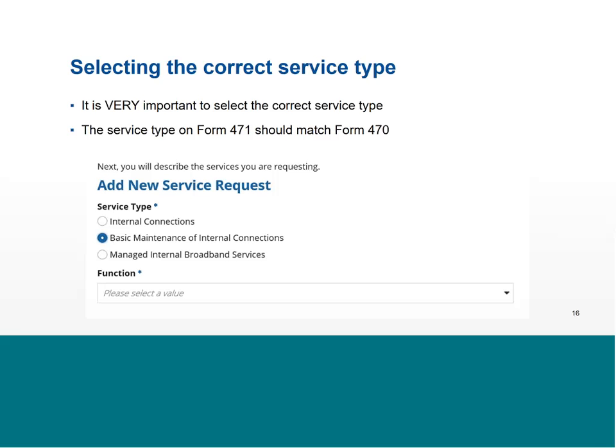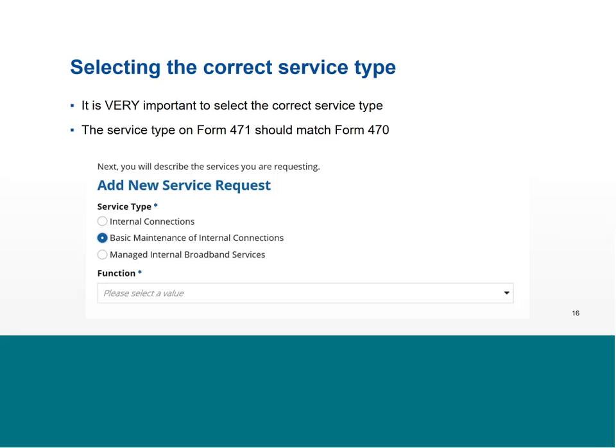But if you don't know the difference and you get into the form and you're not sure what you need falls under, then please give us a call so that we can help you select the correct service type. Because if you get this wrong on your Form 470, again, you will be cited for a competitive bidding issue, and the whole thing could be denied.